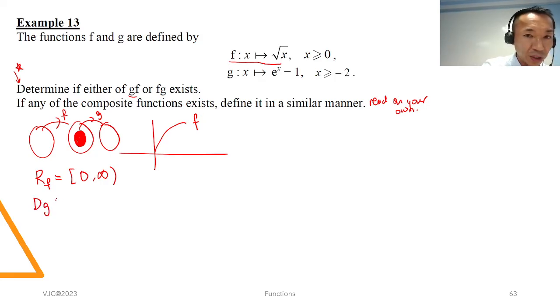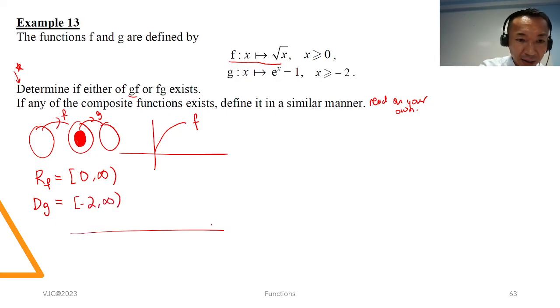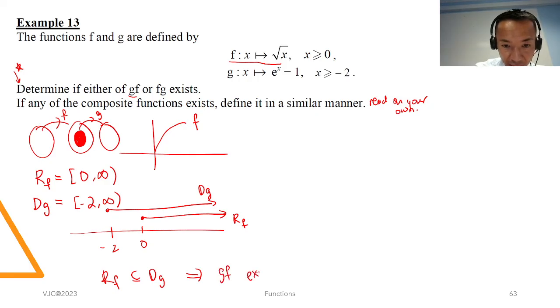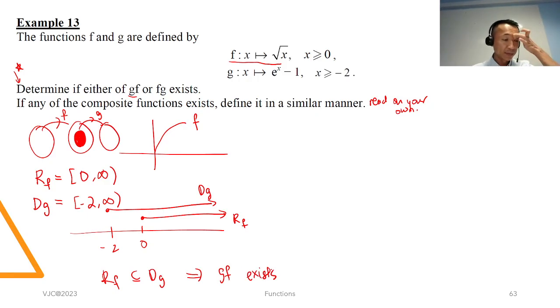You write down domain of g. Domain of g is given like that. It is from -2 to infinity. Is it clear that it's a subset? I think it will be useful if you draw a number line. This is the range of f. This is the domain of g. Is it a subset? Of course it is. Range of f is a subset of domain of g. Therefore, gf exists. Done. I don't want to talk about this one in a similar manner. Okay, you will read on your own.